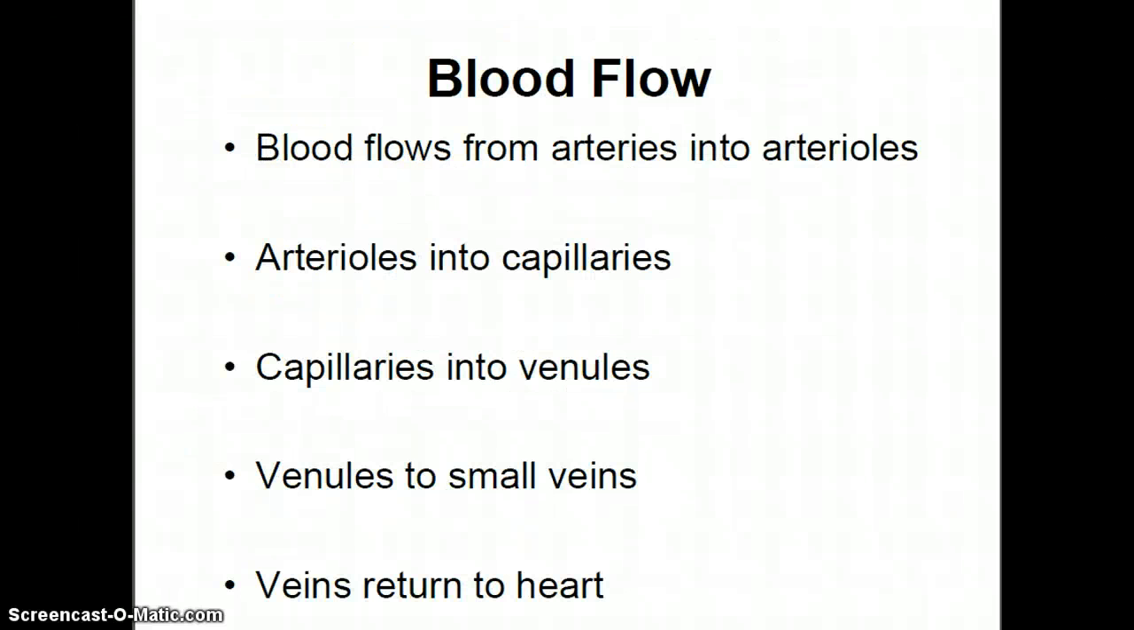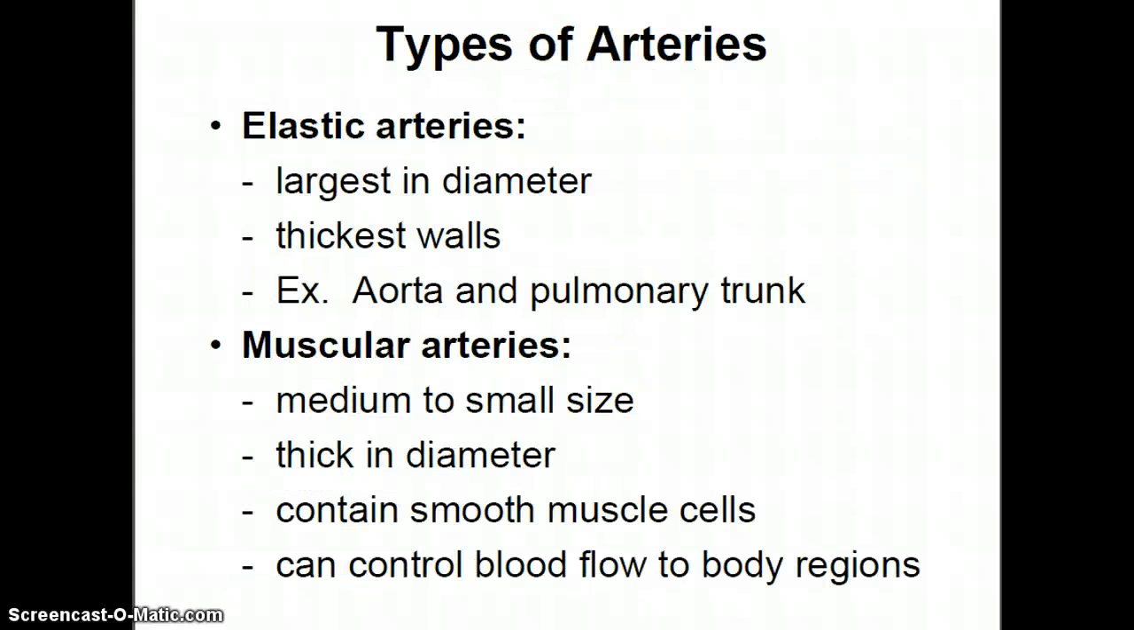Blood flow. Blood flows from arteries to arterioles, then to capillaries, then the exchange takes place in the tissues, then into venules, and then into small veins, and then the larger veins return to the heart. Please understand this distinction. And this goes along with the requirement to learn the blood flow through the heart as it first returns to the right atrium.